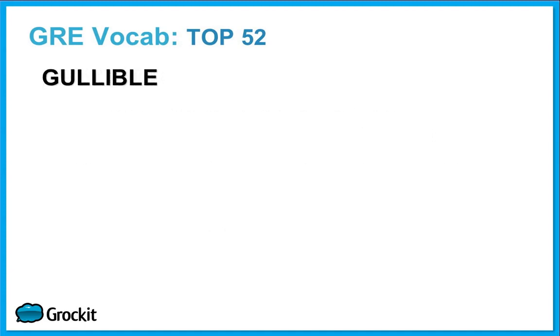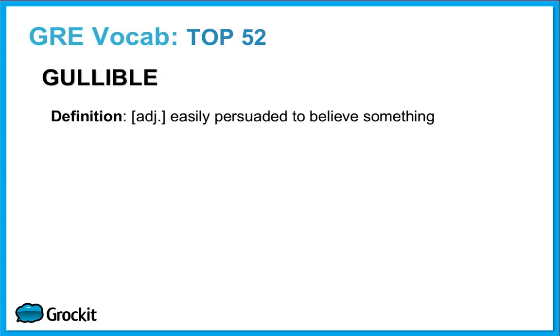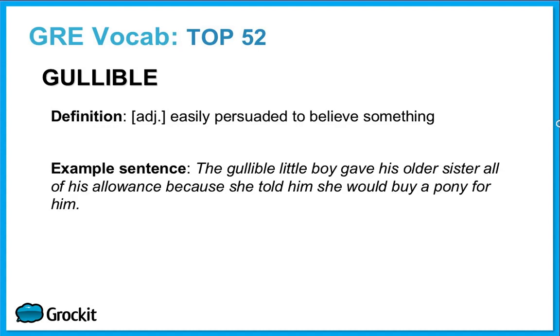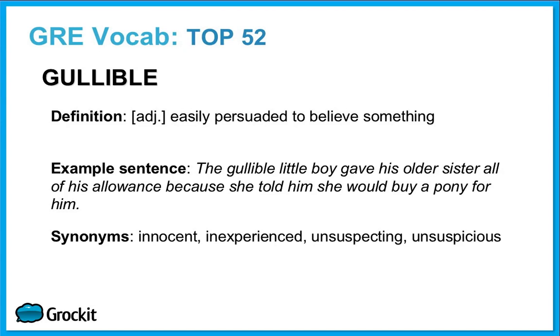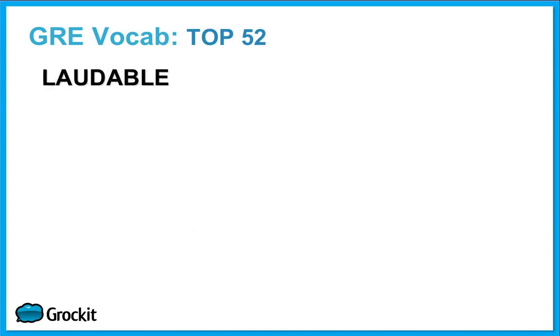Our 16th word is gullible. This one's an adjective. It means easily persuaded to believe something. The gullible little boy gave his older sister all of his allowance because she told him she would buy a pony for him. Innocent, inexperienced, unsuspecting, and unsuspicious are all synonyms.